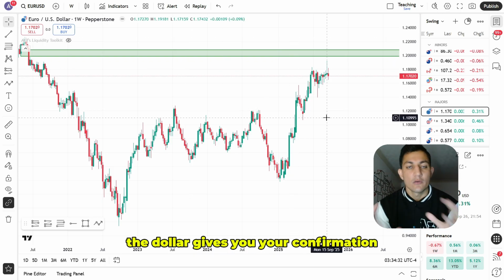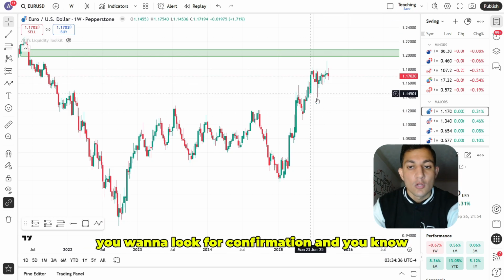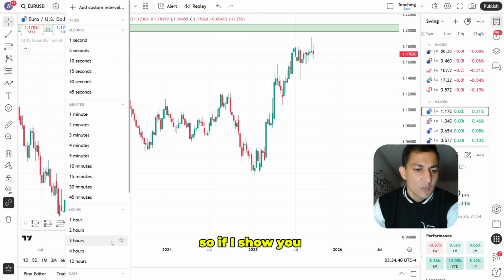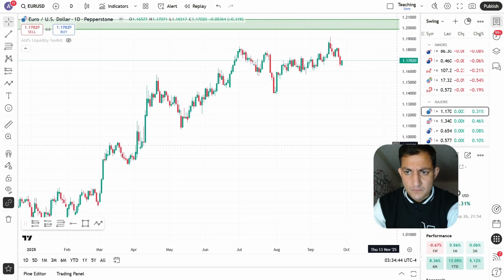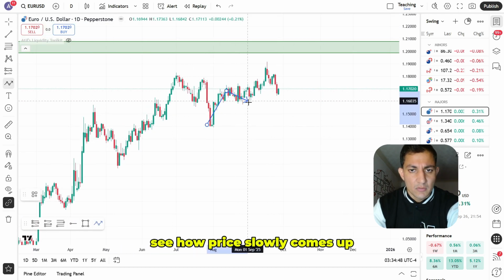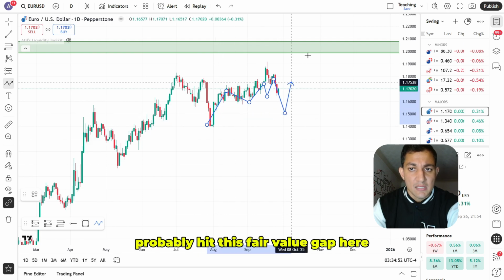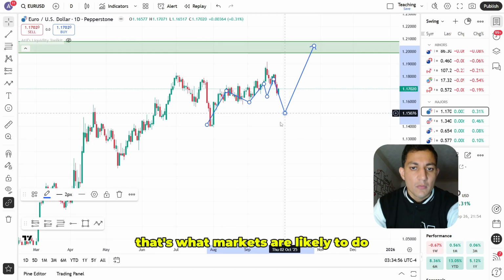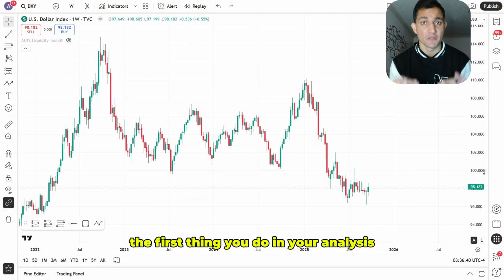The dollar gives you your confirmation, your daily bias, and then when you get onto the actual market itself, you want to look for confirmation in the most recent bit of price action. So if I show you what that means on the daily chart, because that might sound a bit confusing. You see this? See how price slowly comes up? A little bit of a retracement, probably hit this fair value gap here, continue up into this big weekly fair value gap. Right, that's what markets are likely to do. So that's really how you use the dollar index. It should always be the first thing you do in your analysis.